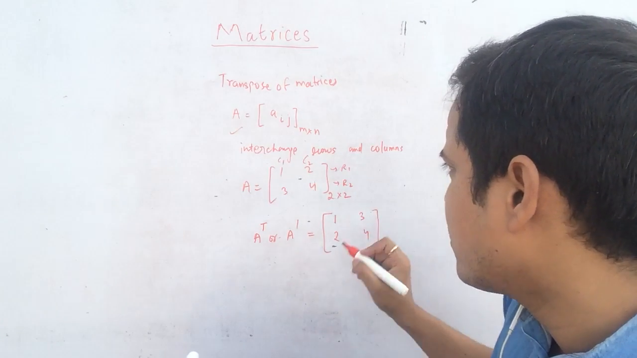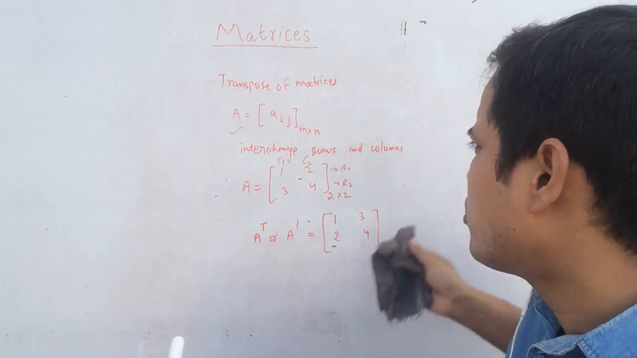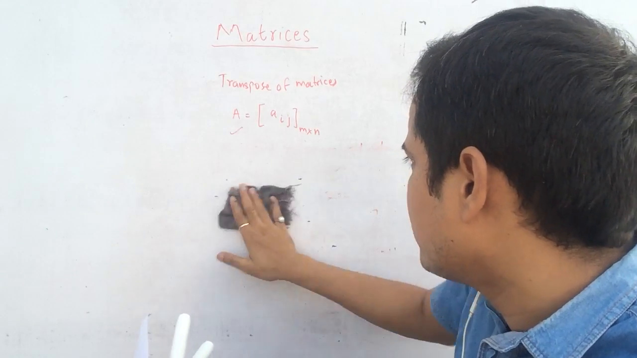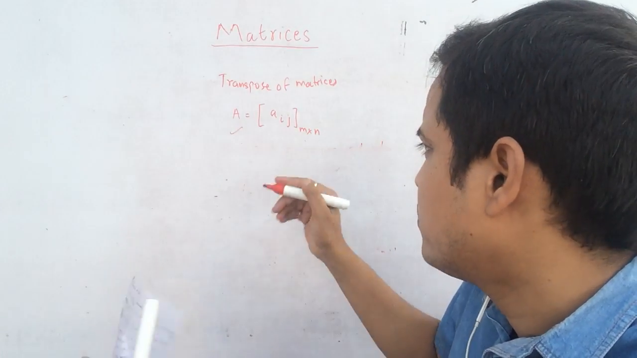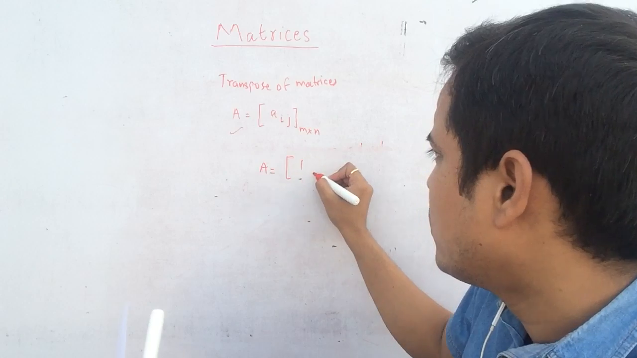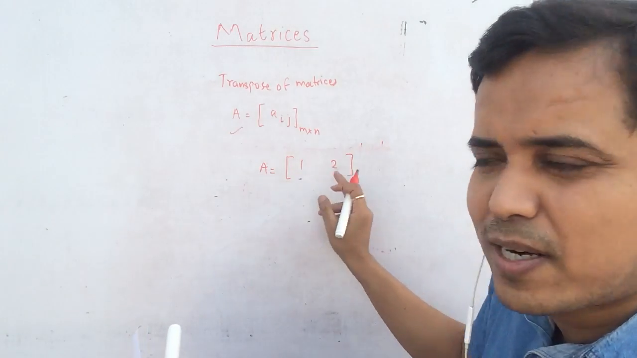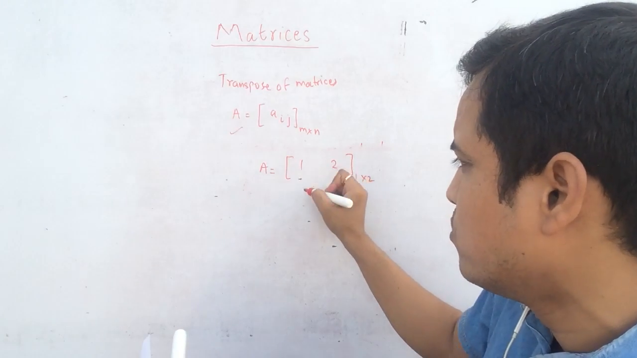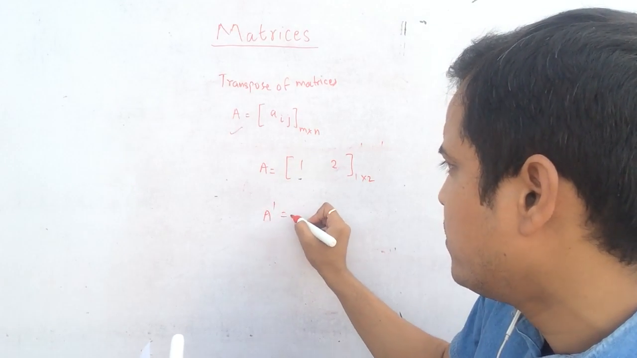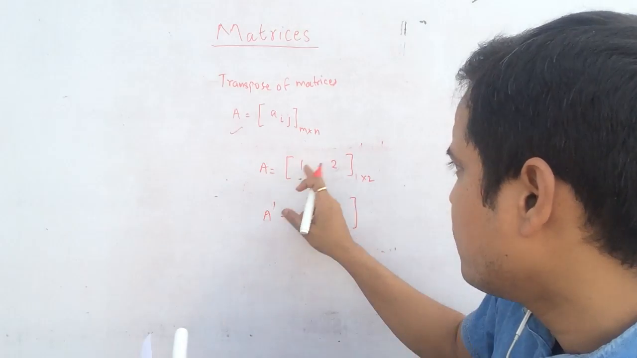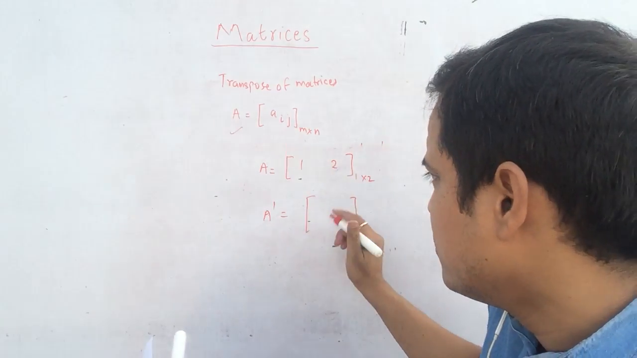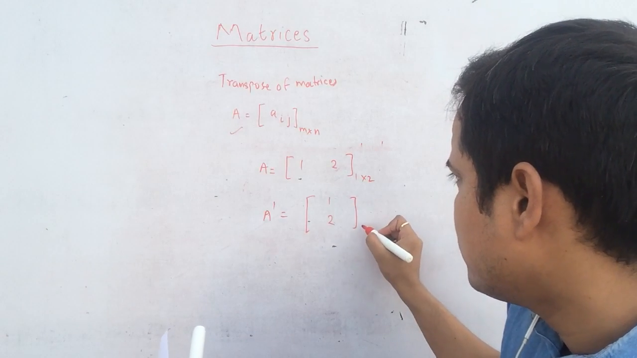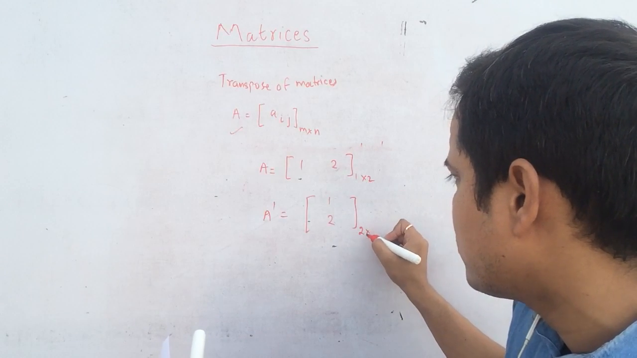Here I can take one more example. If A equal to 1 2, the order of this matrix is 1 cross 2. Why? Because it has one row and two columns. Your transpose would be: this row 1 will become the column 1. That means you can write it like this, and the order will also change. That 1 cross 2 will become 2 cross 1.